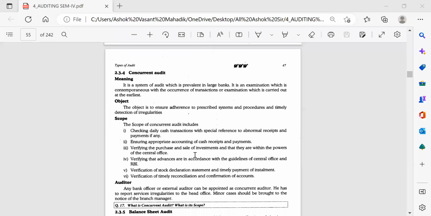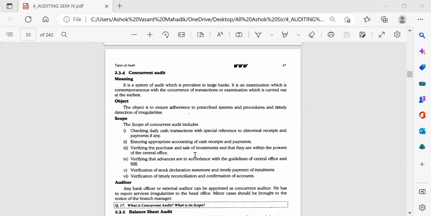So as soon as the transaction takes place, the auditor checks the transaction. In banks, you might have found that there is a cabin allotted to the auditor. So every day they are checking the transactions. Here you can't give any gaps. It is next level to the continuous audit. So as soon as transaction is over, it is already audited. Clear?